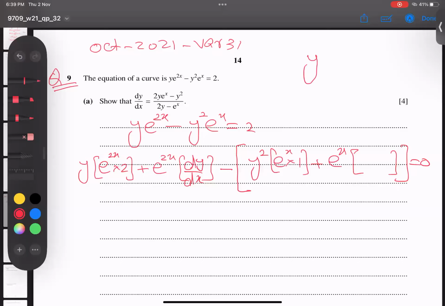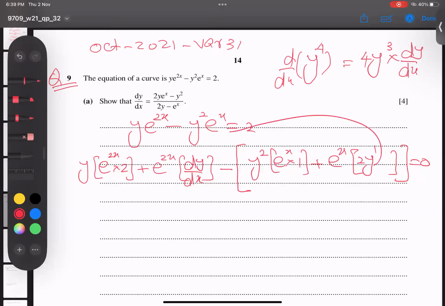Basically, what is the criteria? If y to power 4 comes, what is the derivative of y to power 4? So 4 comes down, the power becomes 1 less, into the derivative of the base. And what is y? So dy over dx. So you must write it. Sometimes students miss this dy dx. So same story for y square: this 2 will come down, the power becomes 1, into the derivative of the base, dy over dx.